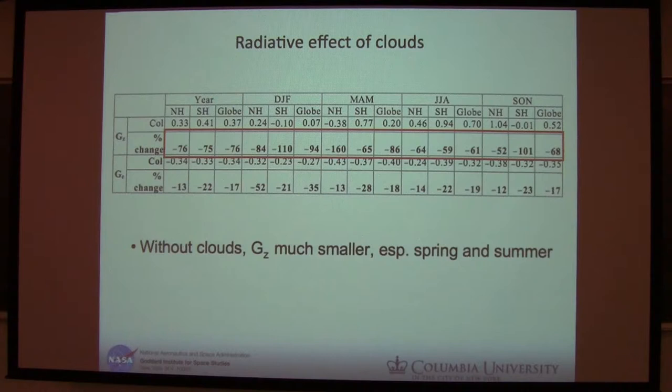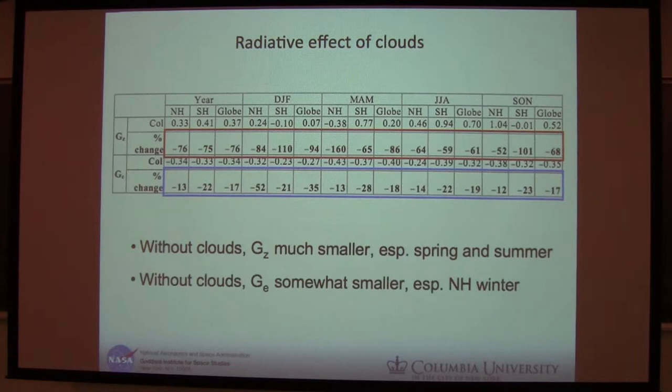We see also that taking out the clouds from the radiative fluxes affects GE. It lowers GE, but not by as much as GZ. Only about 15 to 20% of the global annual mean, but it can be as much as 50% in the northern hemisphere winter. So without that, it's smaller.